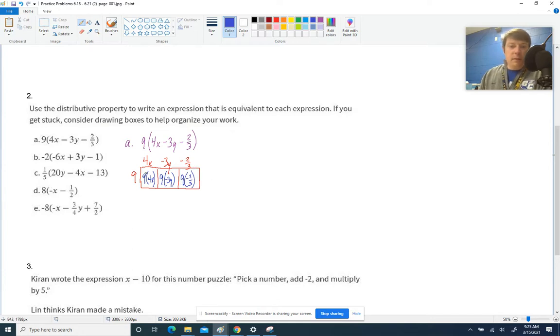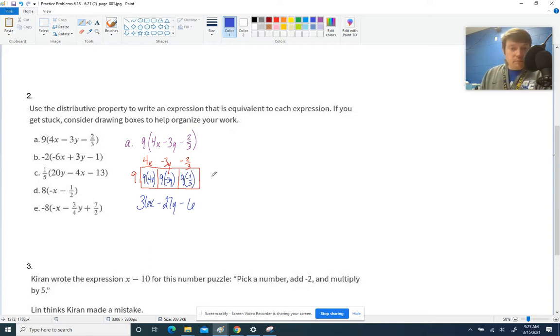And this can be simplified. If I've got 9 groups of 4x's, I've got 36x's. If I've got 9 groups of negative 3y's, then I have a takeaway 27y, which is the way I'm going to write it, or adding a negative 27y. Either way that you want to think about that. And then 9 times 2/3. Well, 2/3 of 9, if you break 9 into thirds, it's 3, 3, and 3. If I keep 2 of them, that's 6. So this would be the same as minus 6. I'm getting the 6 by multiplying 9 times 2/3.